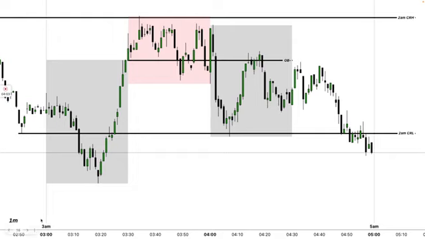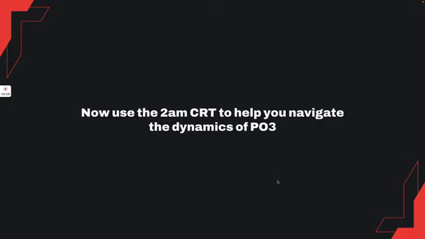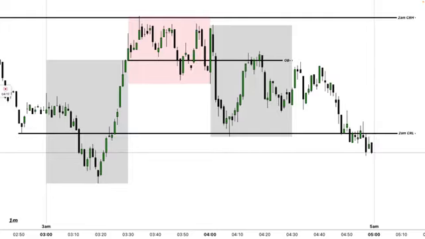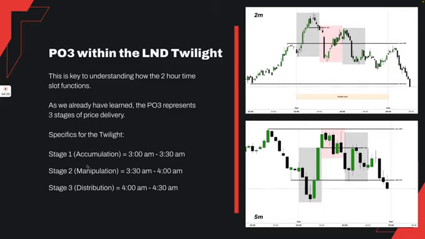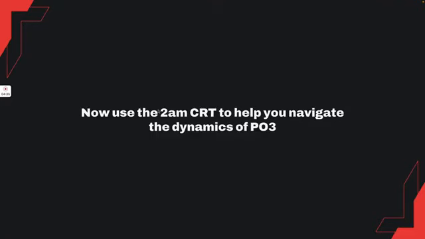Recognize the time. 3 a.m. to 5 a.m. Now use the 2 a.m. CRT to help you navigate the dynamics of Power of 3. Use this knowledge of Stage 1 accumulation, 3 a.m. to 3:30. Stage 2 manipulation, 3:30 a.m. to 4 a.m. Stage 3 distribution, and usually the quickest, 4 a.m. to 4:30 a.m. Use that knowledge with the 2 a.m. CRT and you will destroy the markets.